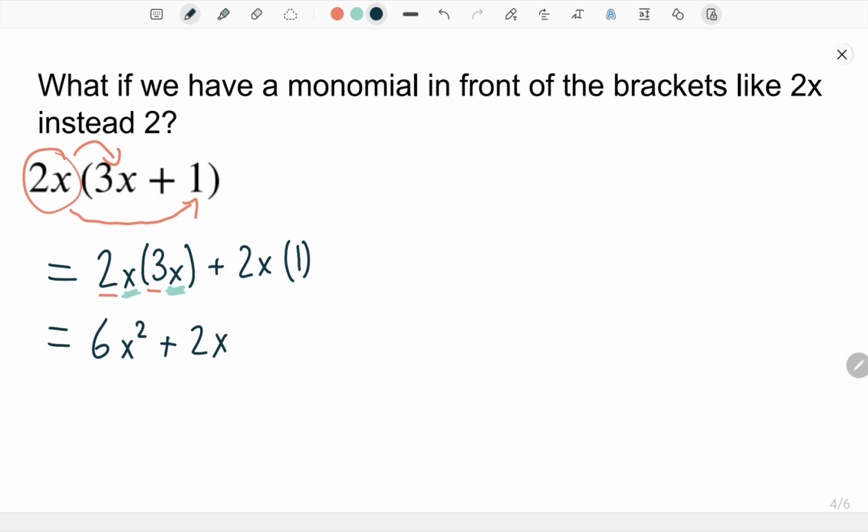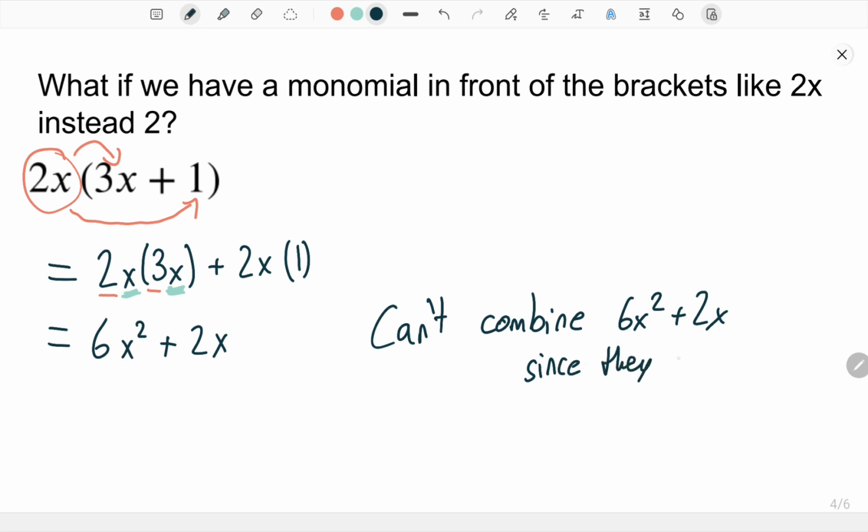All right, and again, stop at this point. We can't combine 6x squared and 2x since they are not like terms, so I'll just write that down as well. And that is something to be very careful about. Not like terms. Let's continue.